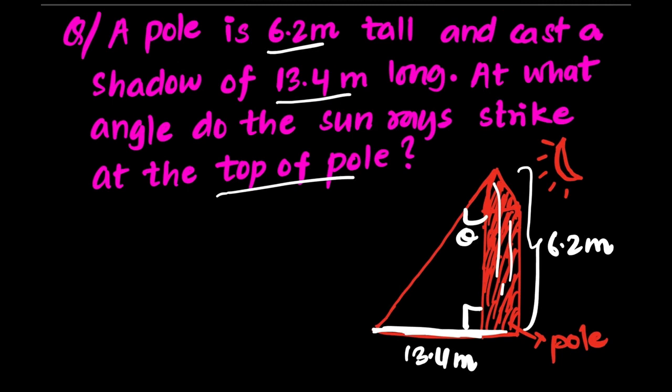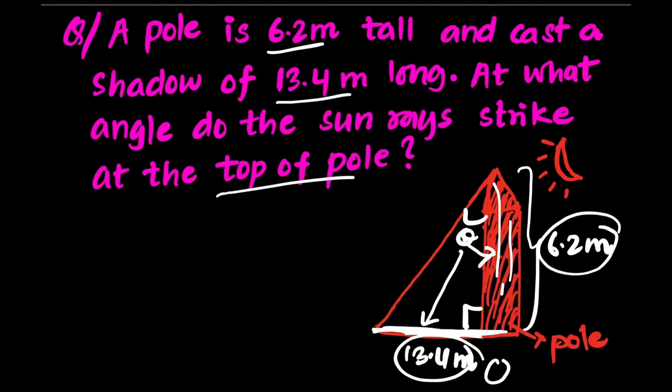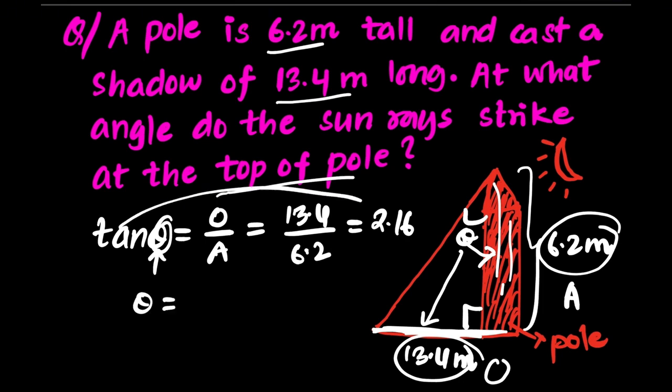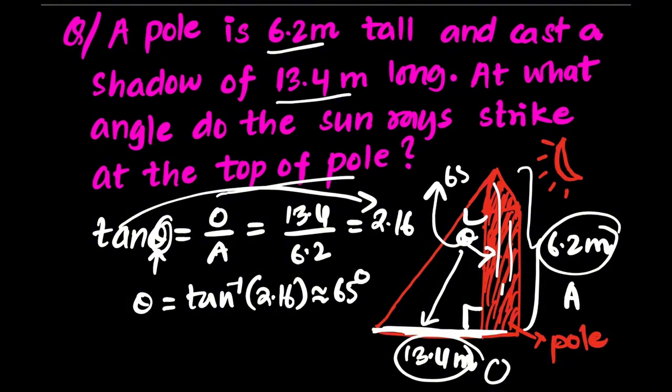So with respect to this angle theta, this side length, that is 13.4, is opposite, and then the side length 6.2 is adjacent. Since opposite and adjacent are given, let's use tangent ratio, which says tan theta equals opposite over adjacent. Opposite is 13.4 and adjacent is 6.2, which equals 2.16. Since we are finding this angle theta, keep this angle theta on the same side and take tangent on the other side, which becomes tan inverse of 2.16, which is approximately equal to 65 degree. So the angle formed at the top of the pole is 65 degree.